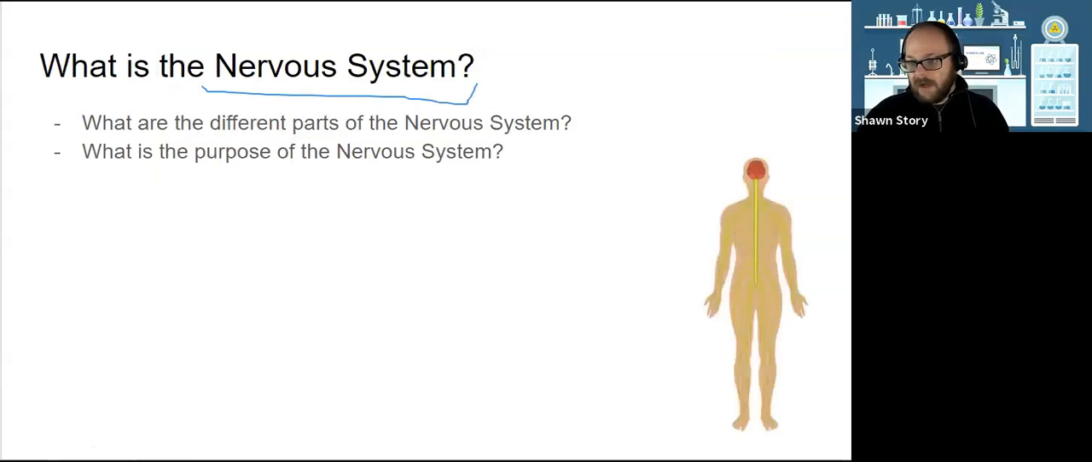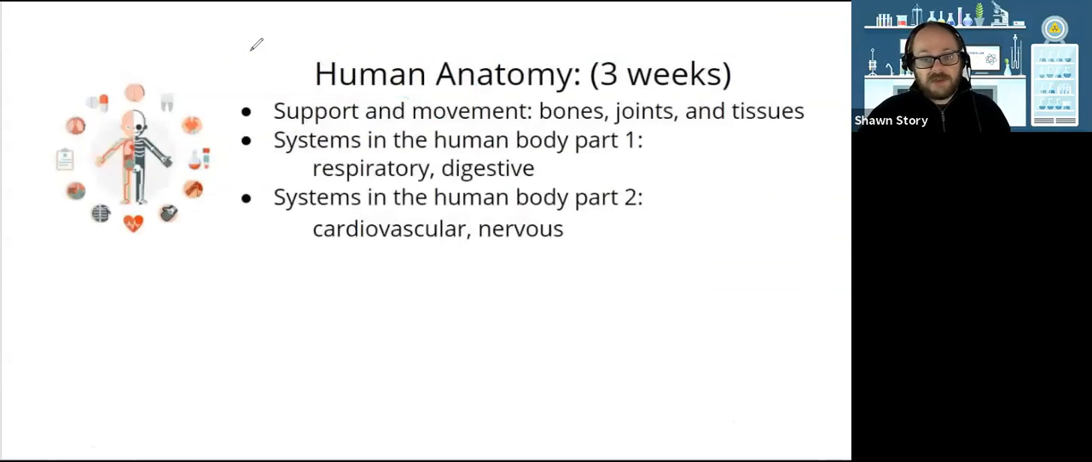So to wrap up, I know it's 12:08. This was our human anatomy section. We looked at the bones, joints, and tissues. We looked at the respiratory and the digestive, and now we did the cardiovascular and the nervous system of the human body and anatomy. Next week, we're going to move on to medical terminology.